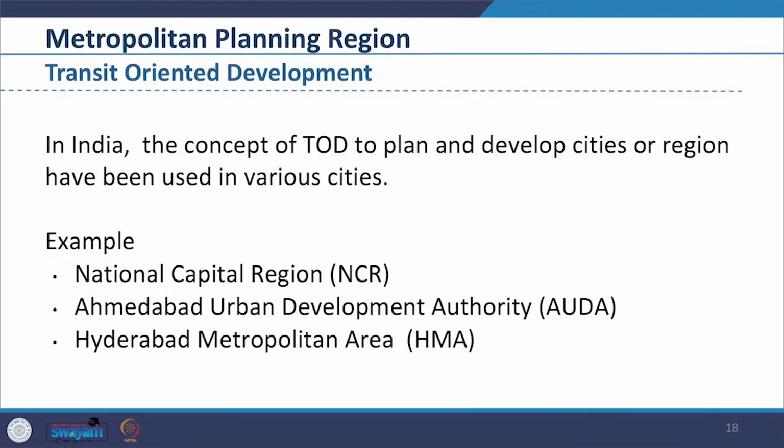Further, we see the detail about how transit-oriented development is done at the regional level. In India, the concept of TOD, transit-oriented development, to plan and develop cities or regions has been used in various cities. Some of the examples include National Capital Region, Delhi, Ahmedabad Urban Development Authority, AUDA, and Hyderabad Metropolitan Area.